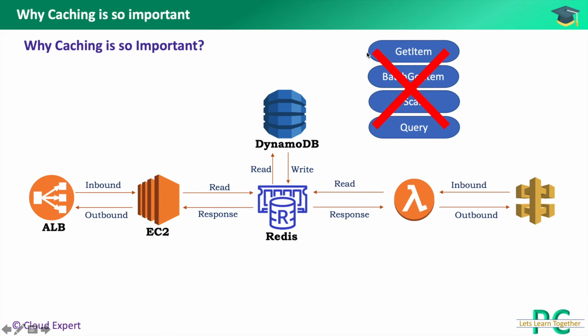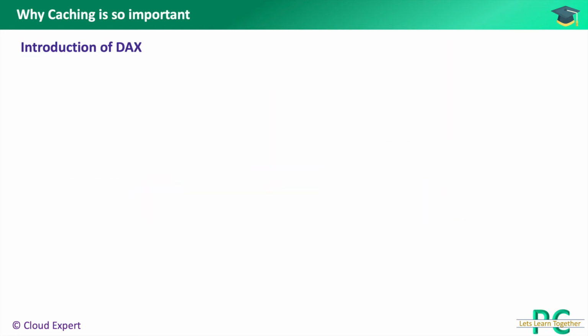Redis does not support those DynamoDB APIs. Your application code has to be modified accordingly such that it can support the direct read and write from the Redis cluster, right? So due to this reason, AWS came up with a new offering. I would not say it's a very new offering, it has existed for almost 2 years. This is called DynamoDB Accelerator, or in short DAX.